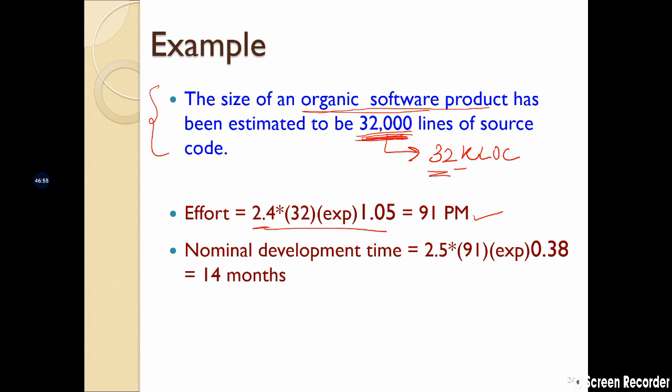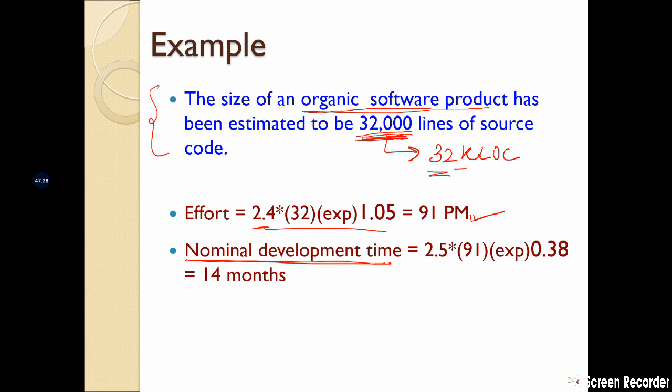Now 91 means 91 person months. You can calculate in terms of hours also here. So you need 91 people working for 5 days a week, and every day they work for 8 hours. If you multiply all this, you'll get the total number of hours. And then what is the development time? What's the time required to make this project?